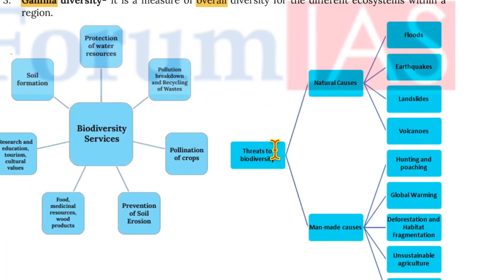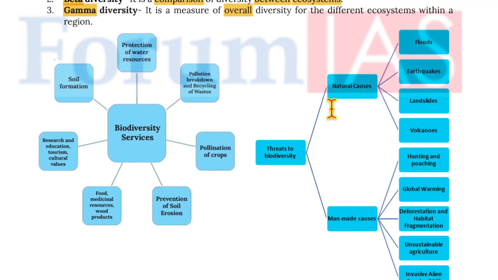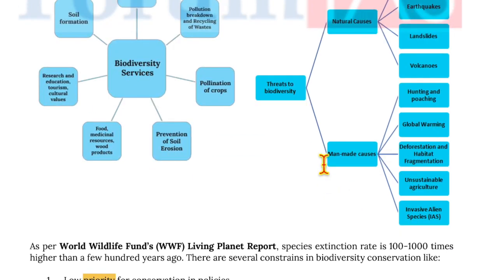Moving on to threats to biodiversity, we have natural causes and man-made causes. For natural threats, we have floods, earthquakes, landslides, volcanoes, etc. And for man-made causes, we have hunting and poaching, global warming, deforestation and habitat fragmentation, unsustainable agriculture, and invasive alien species.